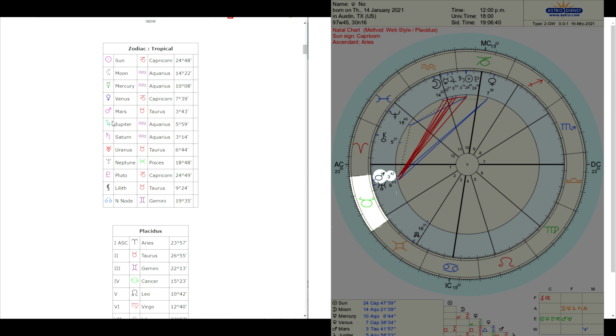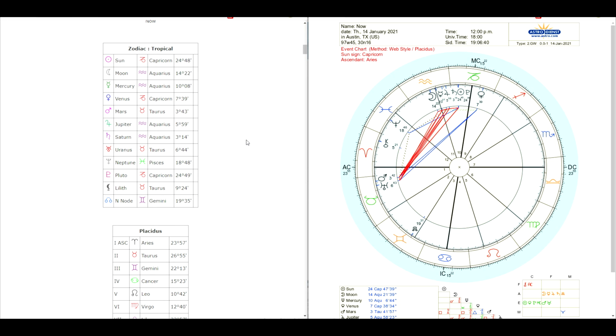And so we can go over here and look at our table chart. We can see that exact same information. Mars in Taurus, 3 degrees, and this one says 43 minutes, so a slight difference on the minute here, but basically the same information displayed there. A slight discrepancy between the two on the minutes, that's fine.